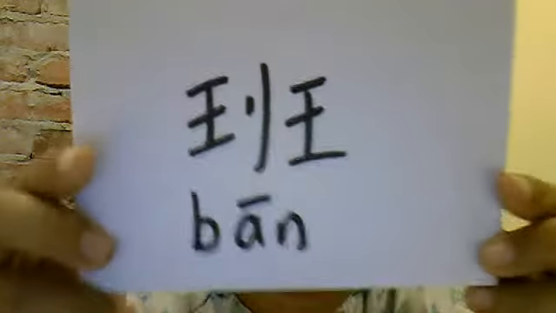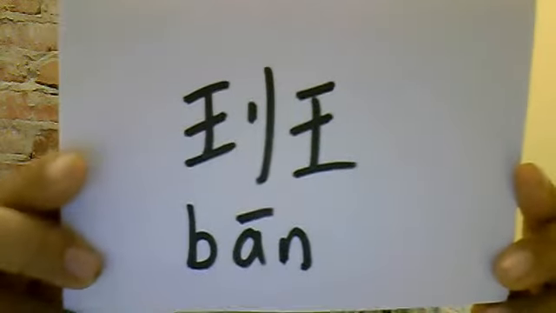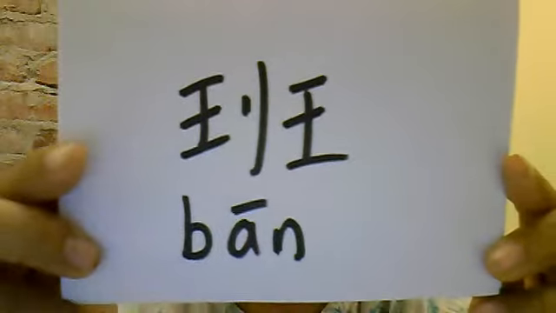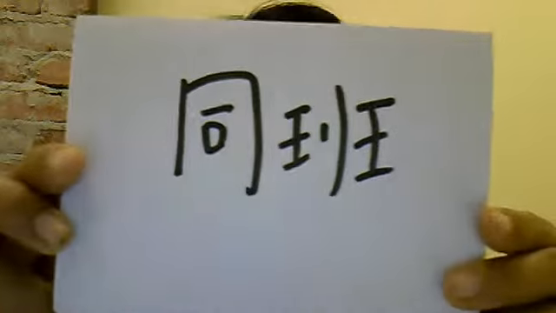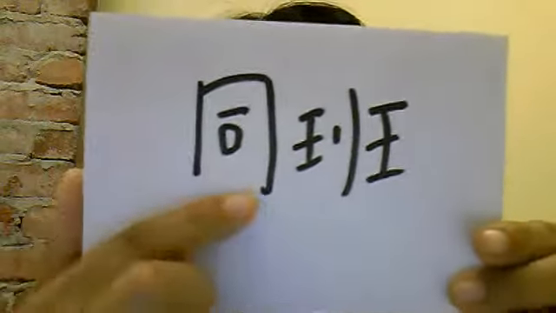Next character is 班. 班 has a lot of meanings, but in this context, it means class. Like, 你上哪一班? What class are you in? I'm in 203. And if you're in the same class as someone, you can say 我们同班. We're in the same class. 同 means the same.